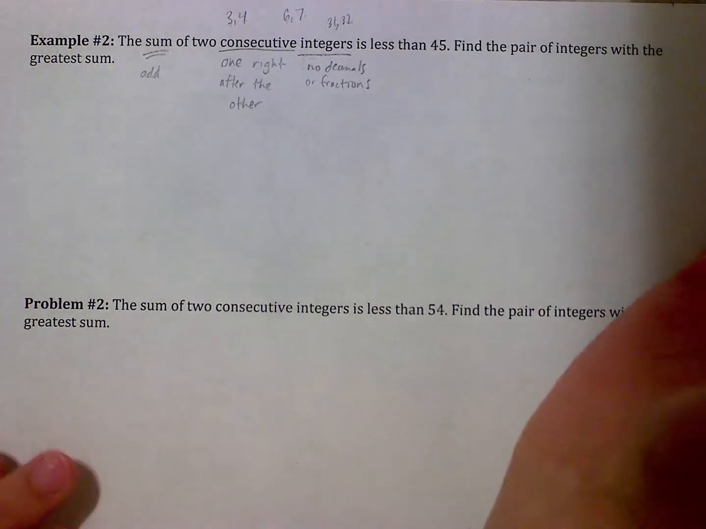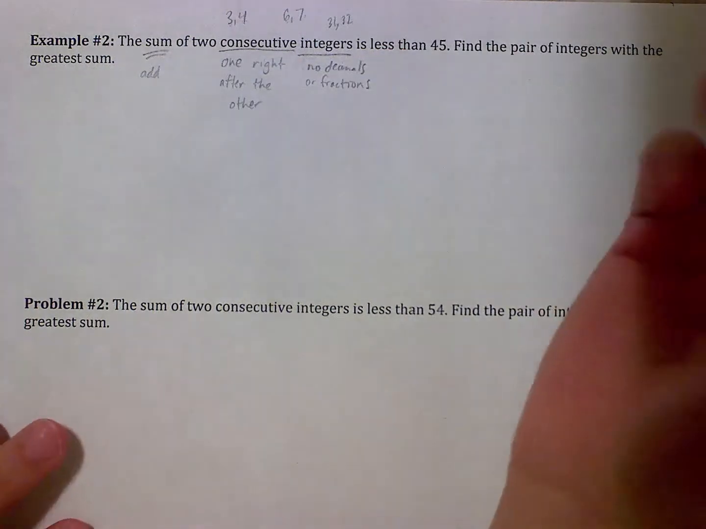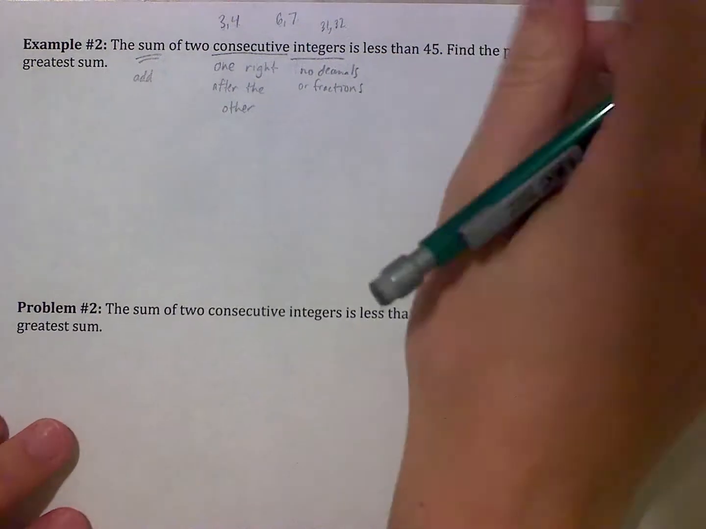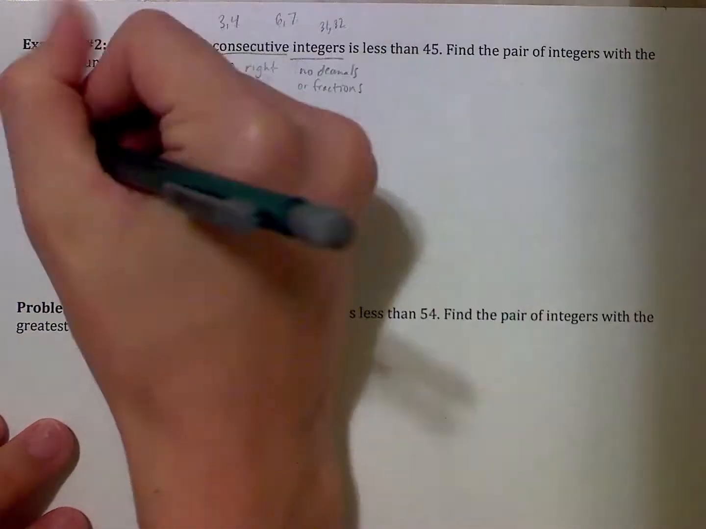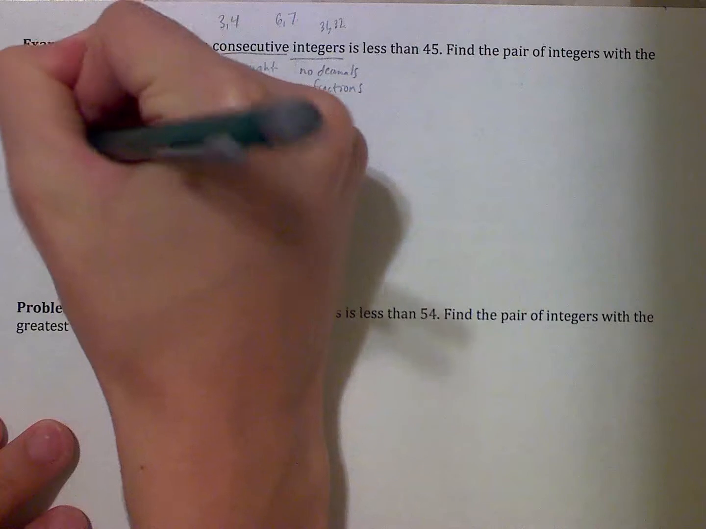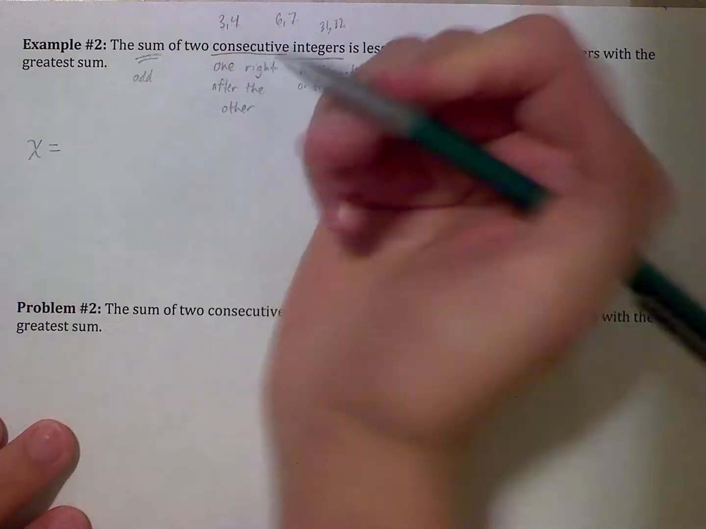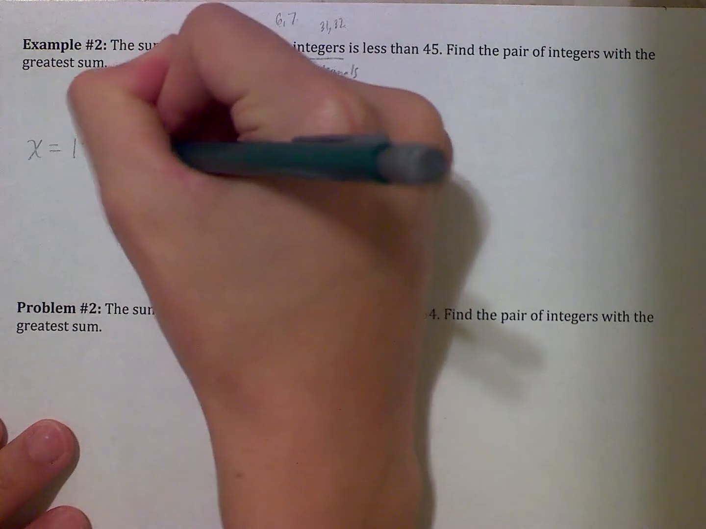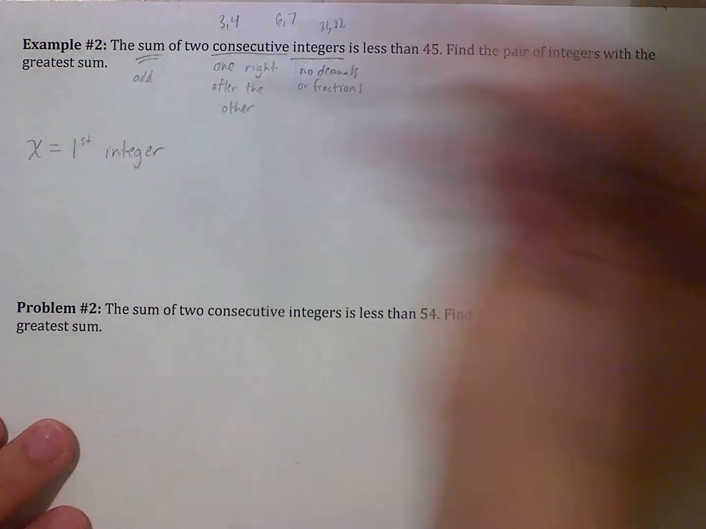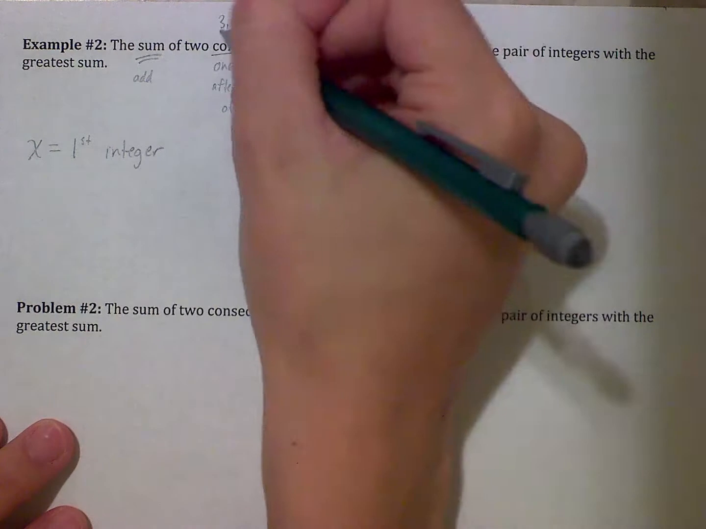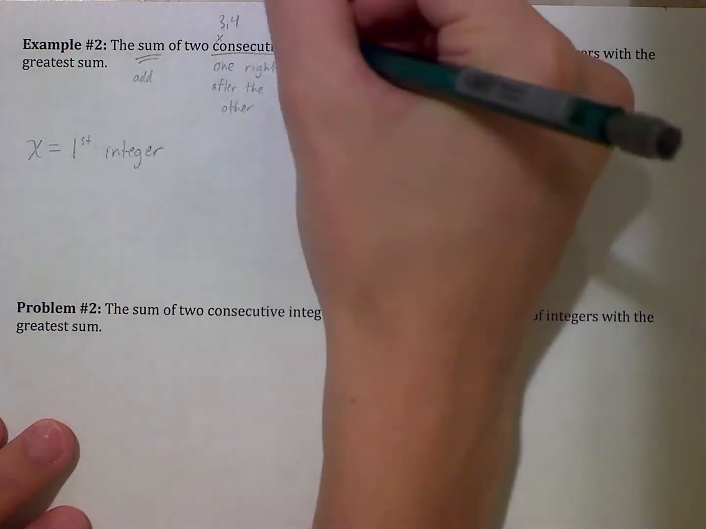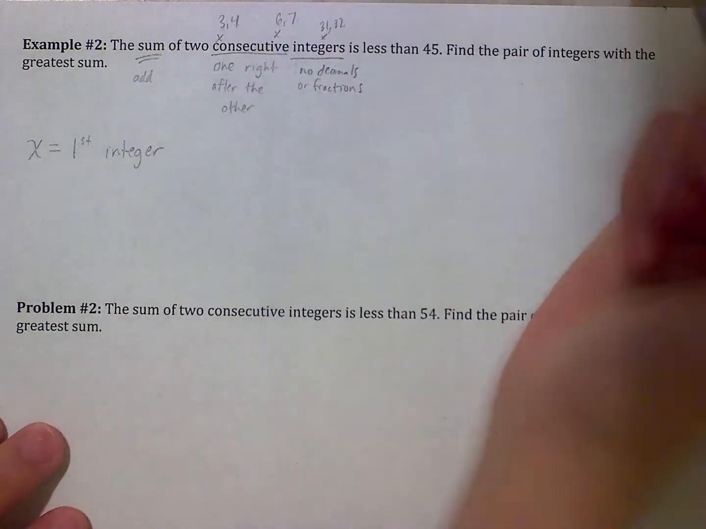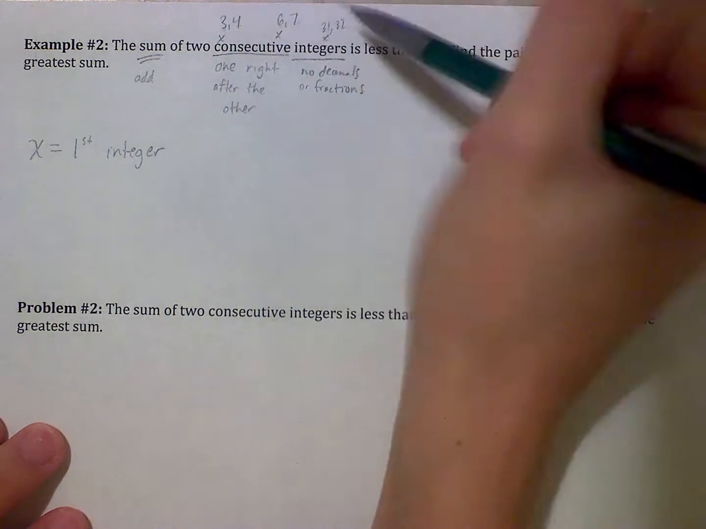There are a few ways to do this, but the way we're going to do it is write an inequality. Let's talk about how you can do it. Let's choose a number, let's call it x. x is going to be the first integer. So this would be x, 3 would be x, or 6 would be x, or 31 would be x. So how would I describe 4 or 7 or 32?